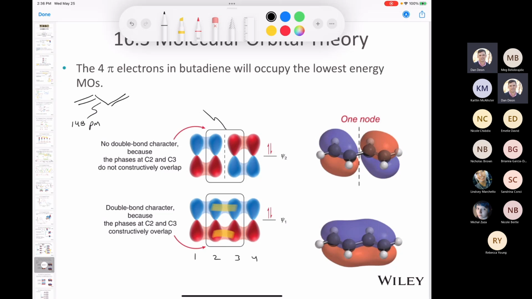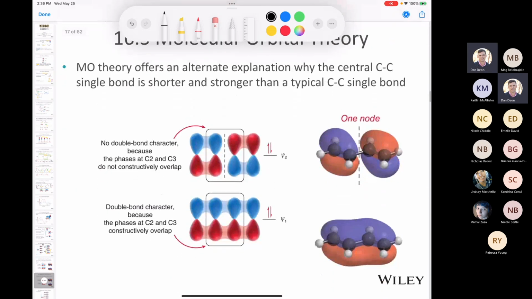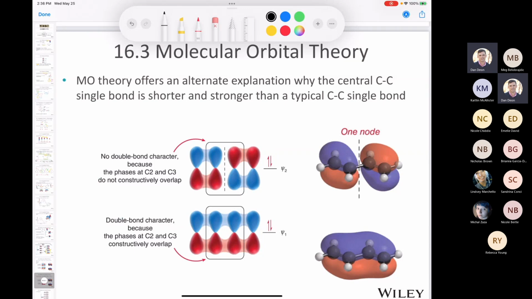But again, the 4 electrons reside in those 2 molecular orbitals, so this provides us with a rationale as to why we have partial double bond character of that sigma bond, and why it's shorter than it would be if you had an sp3 hybridized carbon-carbon bond. Well, this is exactly what I just said. It says MO theory offers an alternate explanation as to why the central carbon-carbon bond is shorter and stronger than a typical carbon-carbon single bond.